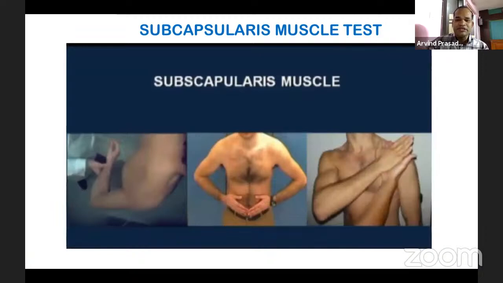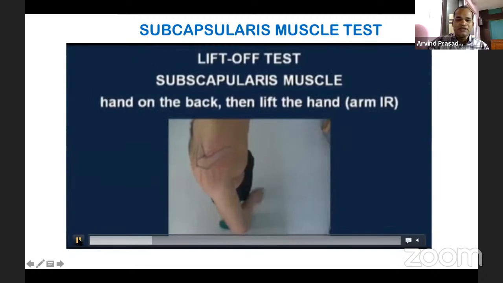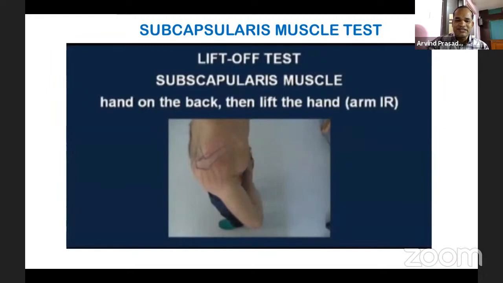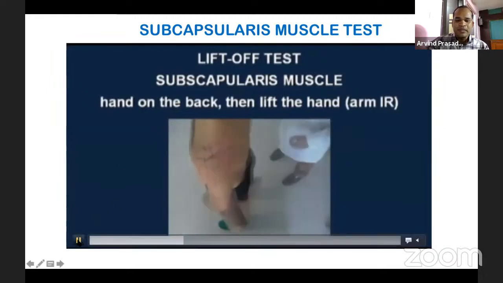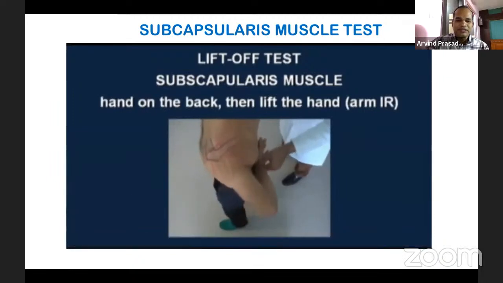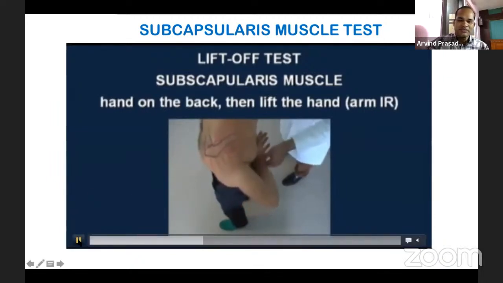We'll see them separately. In the lift-off test, the hand is kept on the back and then lifted off. This lifting is done by further internal rotation of the shoulder, so it means the subscap is working with full strength. After doing this, it should also be done against resistance. If he is unable to perform this, it means there is pathology with the subscap.